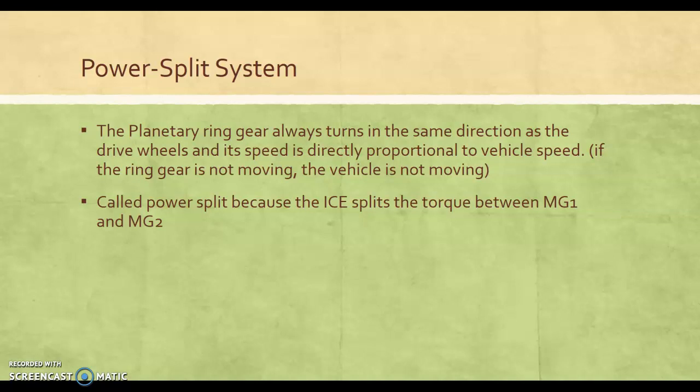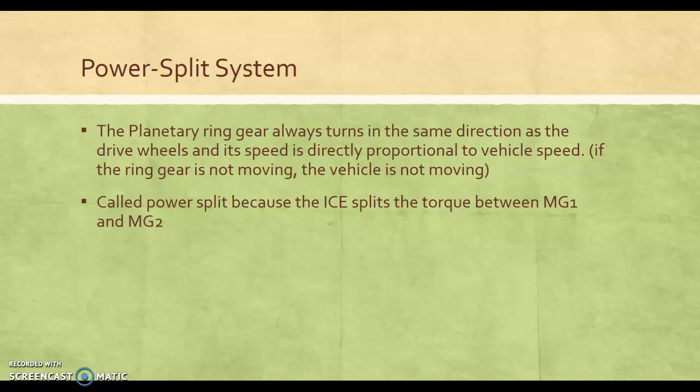So the planetary ring gear always turns in the same direction as the drive wheels, and its speed is directly proportional to vehicle speed. So if the ring gear is not moving, the vehicle's not moving. That may seem like, okay, whatever, but it's good for diagnosis to know that if you push that vehicle and those tires and wheels are moving, then that planetary ring gear is in fact moving as well. Just something to think about when you're diagnosing.